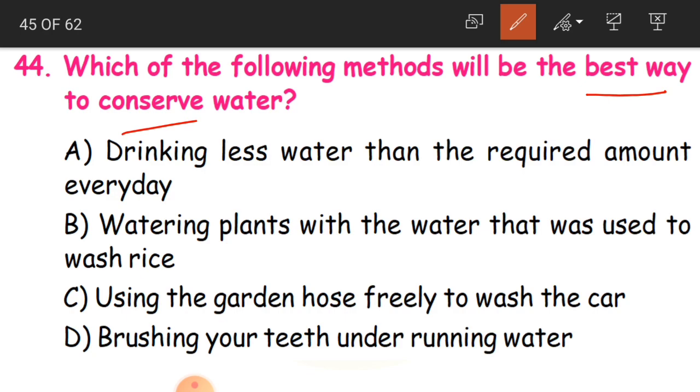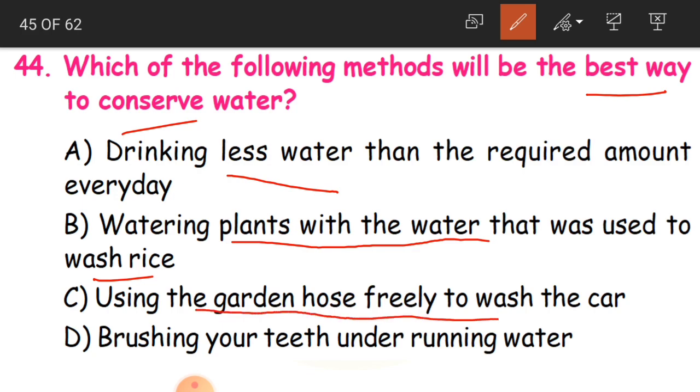Option A, drinking less water than the required amount every day, or B, watering plants with the water that was used to wash rice, or C, using the garden hose freely to wash the car, or D, brushing your teeth under running water. So A, C and D cannot be done. The only thing is B. Watering plants with the water that was used to wash rice.